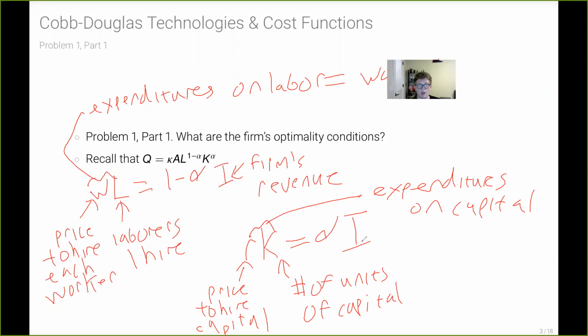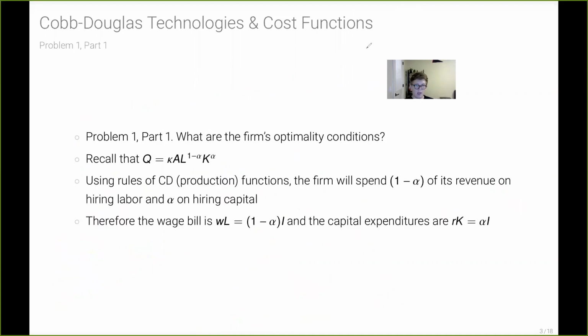Okay, and likewise, I, again, is firm's revenue here. So these are going to be our firm's optimality conditions. And just to write it out on the screen, perhaps with a little bit neater handwriting, the wage bill, as I've said, is going to be equal to WL equals (1 minus alpha) times I, and then capital expenditures are just going to be given by RK times alpha, or RK equals alpha times I.